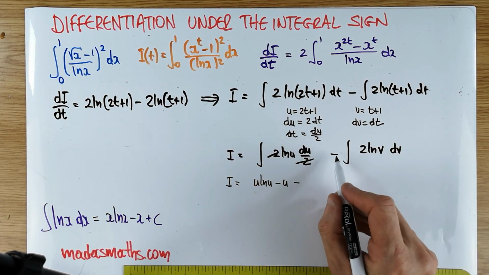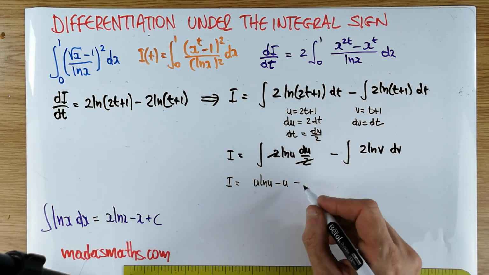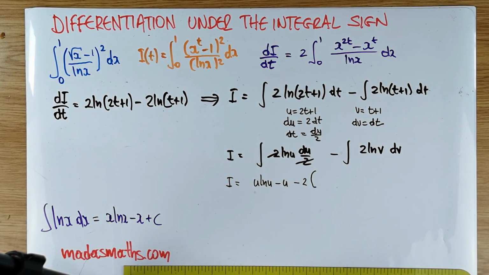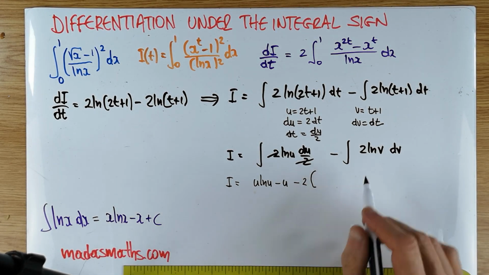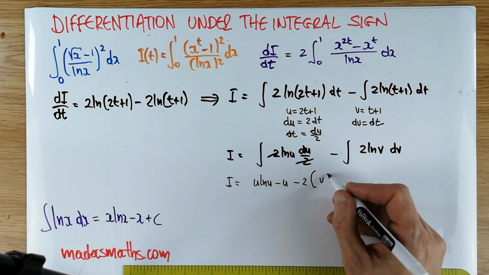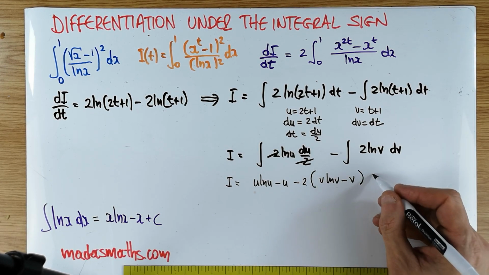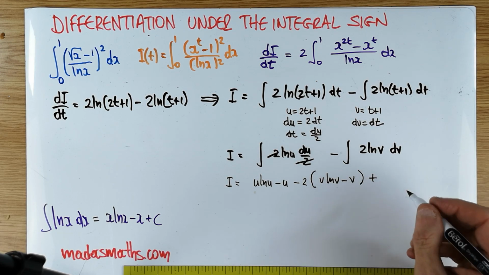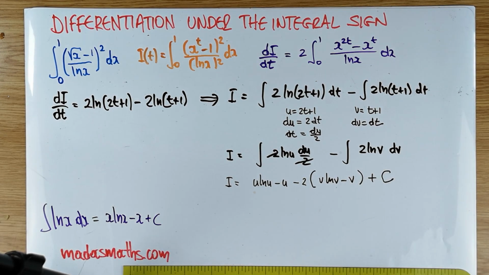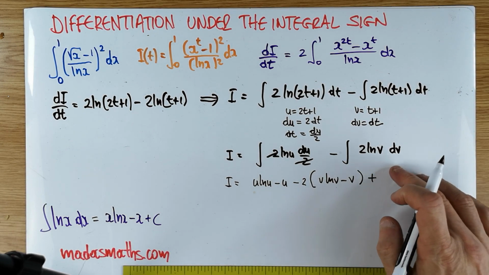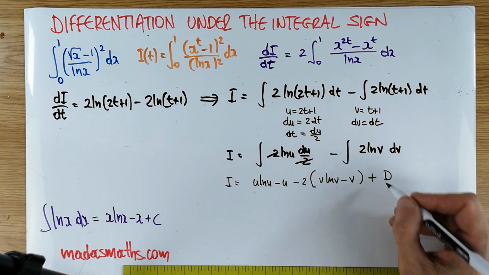This we have to be careful because we've got a minus and we've also got this 2 there. So I'm going to write it like this, 2. And I'm going to put now, I'm integrating log of v. So it's going to be v log v minus v. And of course, plus some kind of constant. I used c earlier on, so I shouldn't really use c again. Let's call it plus d.